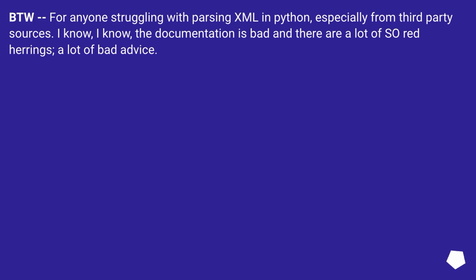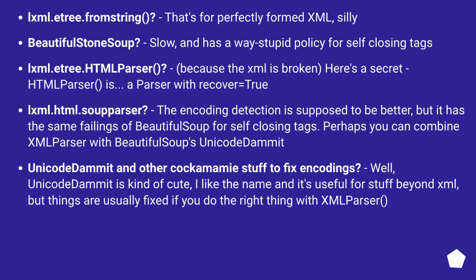BTW, for anyone struggling with parsing XML in Python, especially from third-party sources: I know, the documentation is bad and there are a lot of red herrings, a lot of bad advice. lxml.etree.fromstream. That's for perfectly formed XML, silly. Beautiful Soup: slow, and has a way stupid policy for self-closing tags.